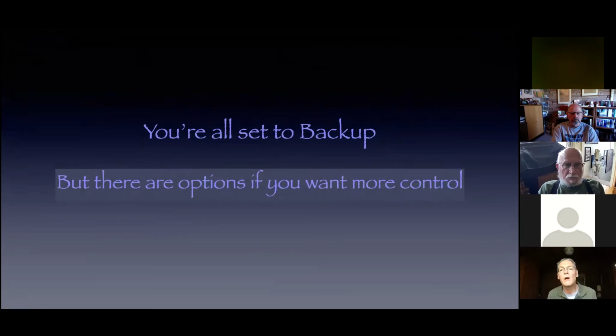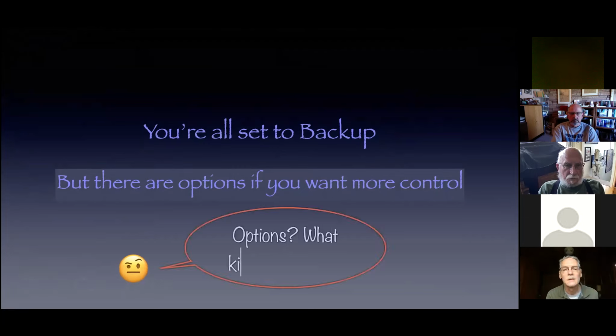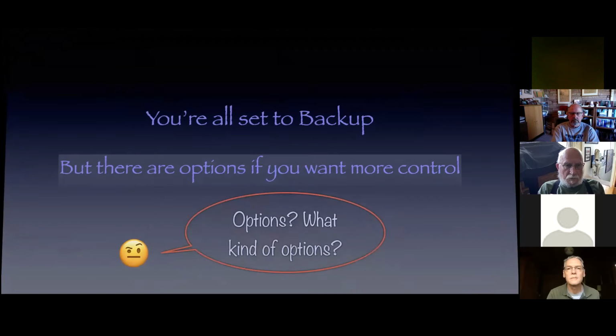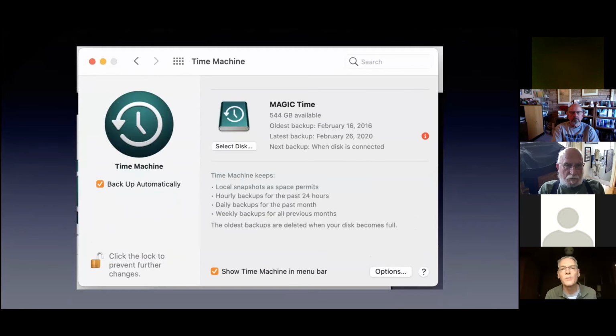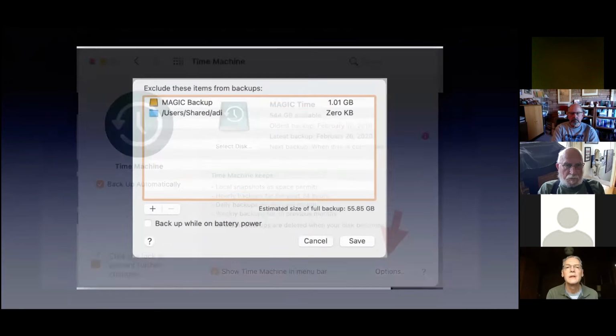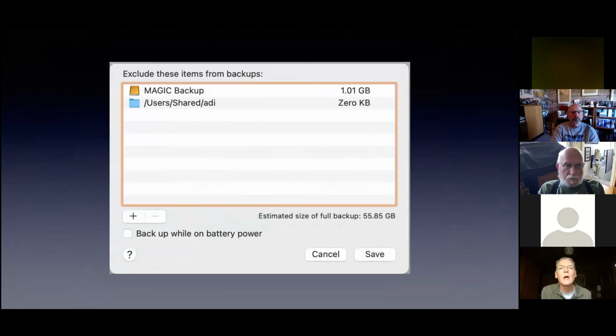But there are other options if you want more control. Back at the System Preferences for Time Machine, again, you'll need to unlock the padlock, and then here's the Options button that you can choose. In this window, you can exclude items from backups. For instance, if you have more than one user account on your computer and you only want to back up one, you can eliminate the other one from being backed up by listing it here.